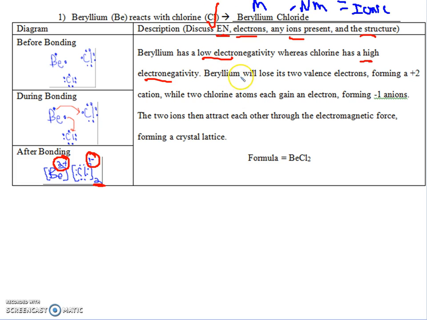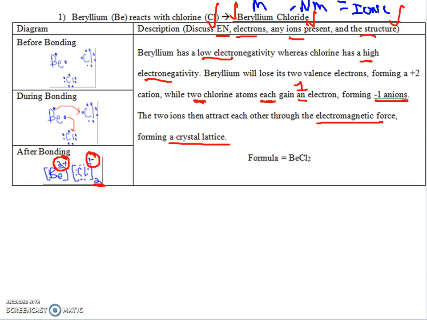I'll check it off. Beryllium will lose 2 of its valence electrons, forming a +2 cation. Well, 2 chlorine atoms each gain an electron. So they're only gaining 1 electron, but there are 2 of them. You see how they're being precise? Forming -1 anions. So they talked about how the electrons are being transferred, and they talked about ions present. The 2 ions then attract each other through the electromagnetic force, good vocab, forming a crystal lattice. So that's the structure. So that would be an example of how you could explain what's happening in ionic bonding and how you could diagram it and really show that you understand what's going on.